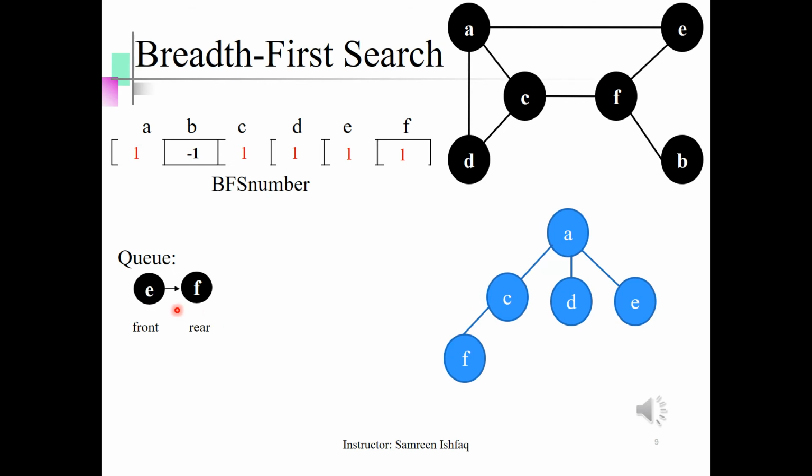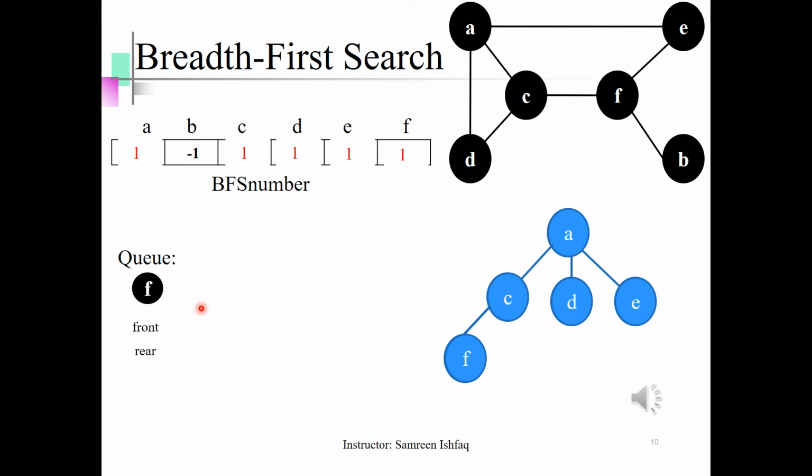Now the front of the queue is E and the rear of the queue is F. We will dequeue E from the queue and we will check all of its neighbors. From E to A is a visited node. From E to B, no direct edge. From E to C, no direct edge. From E to D, no direct edge. From E to E, no self loop, and E is also a visited node. And from E to F, F is also a visited node, so all of its neighbors become a dead end, and we will move forward toward the next vertex, that is F.